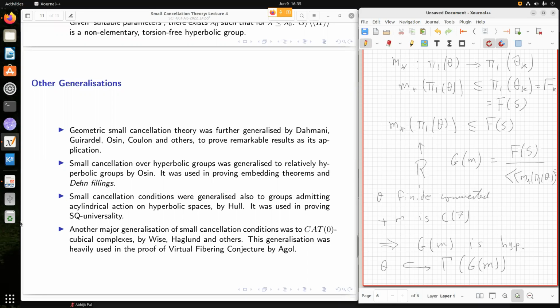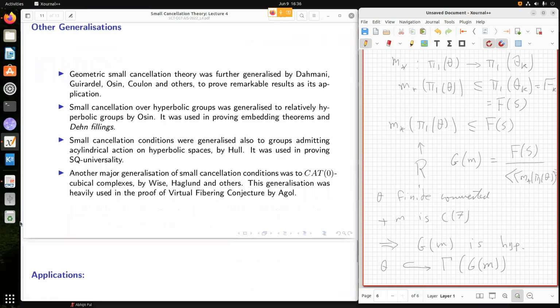And he also constructs a monster there. I mean, he embeds things in a finitely generated group. So he constructs a limit of such groups in his famous Annals paper on small cancellation over relatively hyperbolic groups, and some embedding theorems. That is what he proves there.